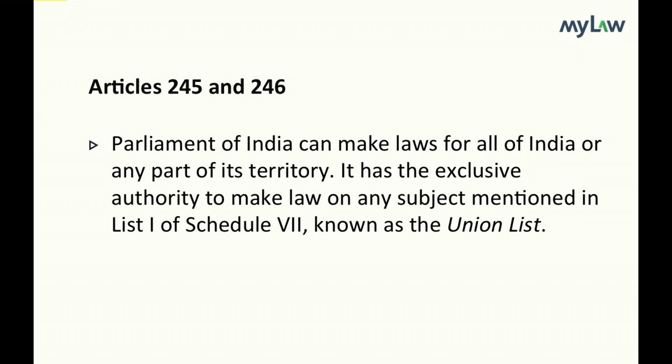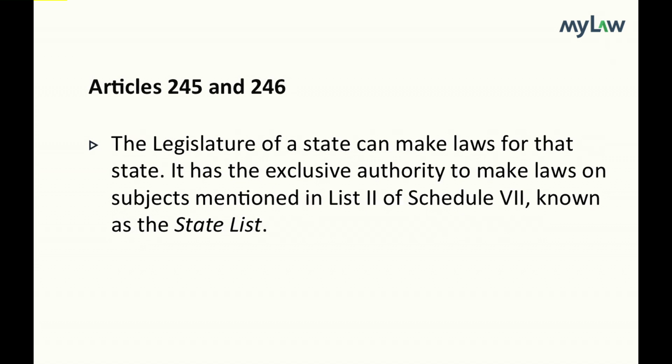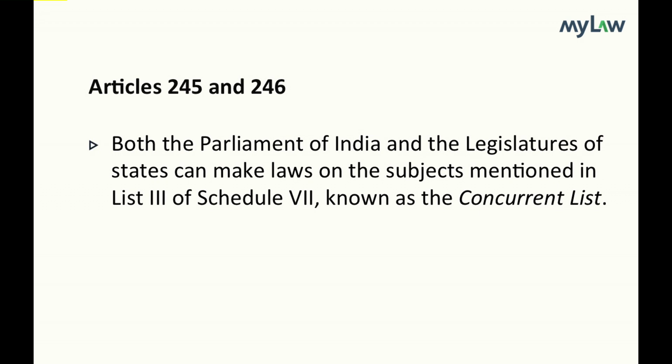The Union Parliament has the exclusive authority to make law on all subjects mentioned in the Union List. Subjects such as the Defence of India, Armed Forces, and Atomic Energy come in this list. The state legislatures have the exclusive authority to make law on all subjects mentioned in the state list. Subjects such as public order, police, and prisons are part of this list. Both the Union Parliament and the state legislatures can make law on all subjects in the concurrent list.